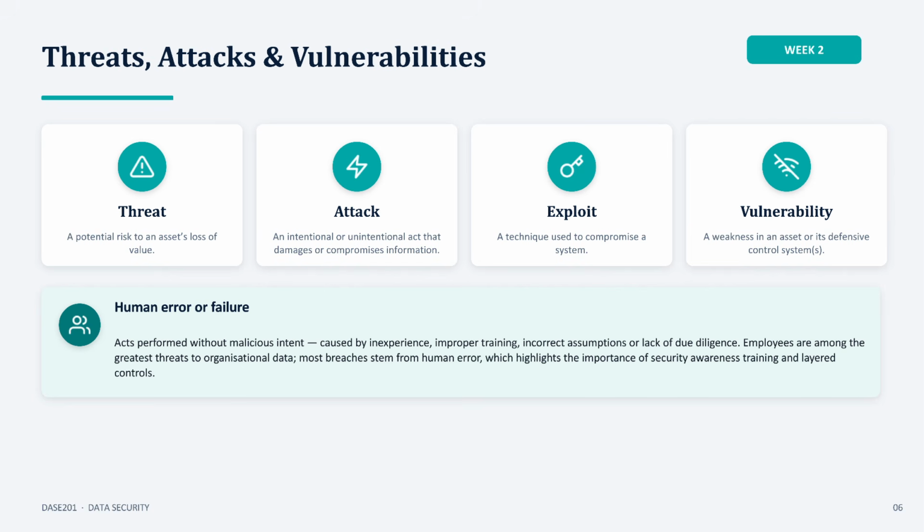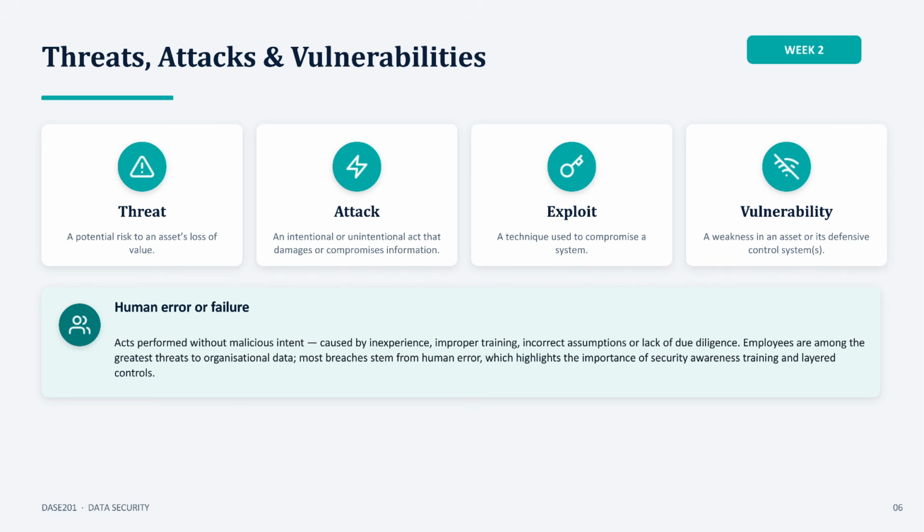A threat is something that has the potential to cause harm. An attack is something that tries to damage or compromise information or a system. An exploit is a technique that can be used to take advantage of a weakness. A vulnerability is a weakness in a system or security control.